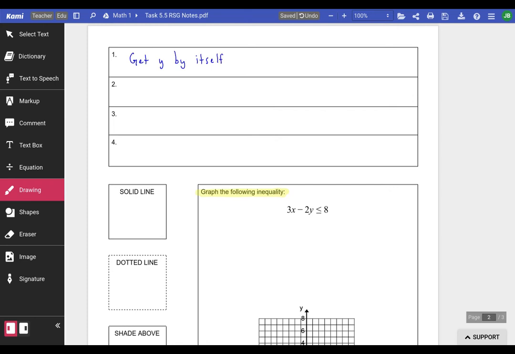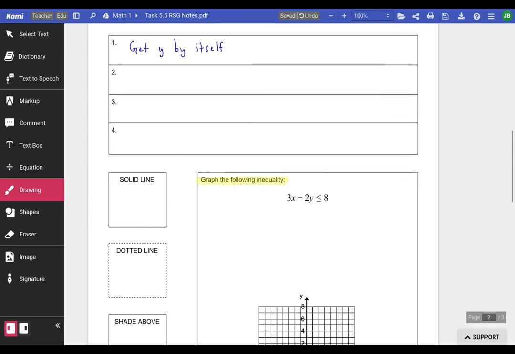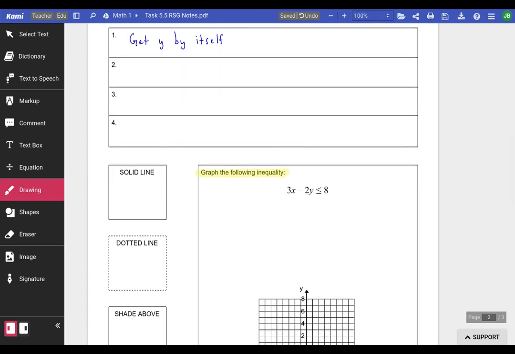So I want y all by itself on the left-hand side. And you guys know how to do this. We did a lot of practice with rearranging. So here's what we're going to do. I'm going to draw my line. If I want y by itself, the first thing I need to move over is this 3x.